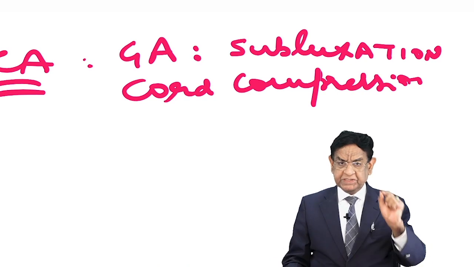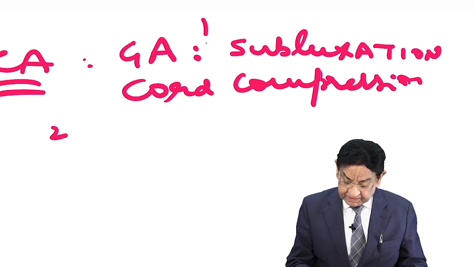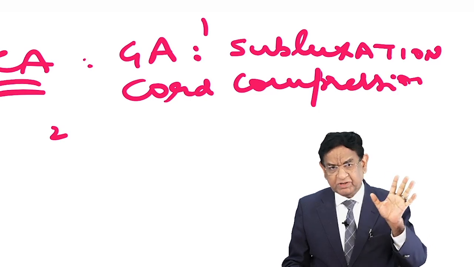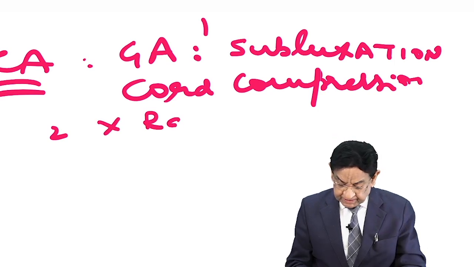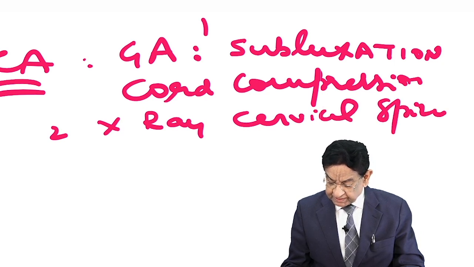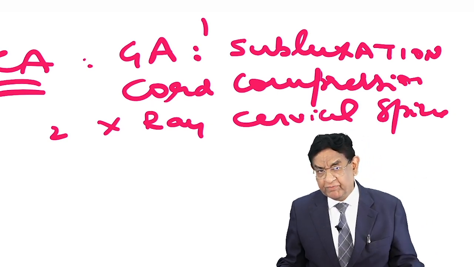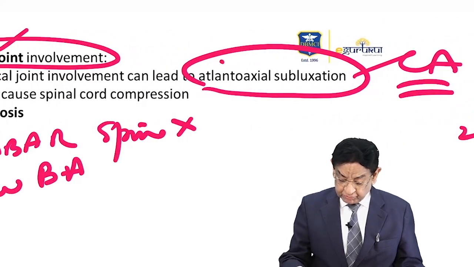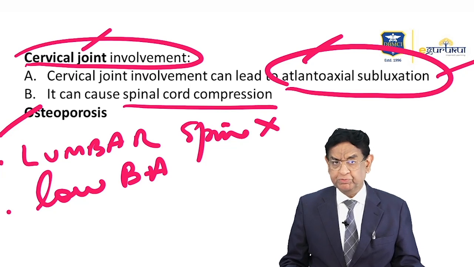So it is very essential, the second clinical point, that when we are planning any surgery in RA and you plan to give general anesthesia, an X-ray of the cervical spine must be done to rule out any involvement of the atlantoaxial joint. So it's an important point. Cord compression can occur. These patients are prone to osteoporosis also.